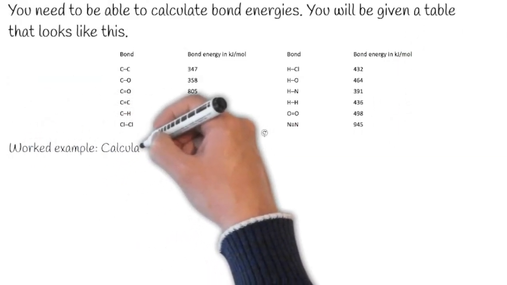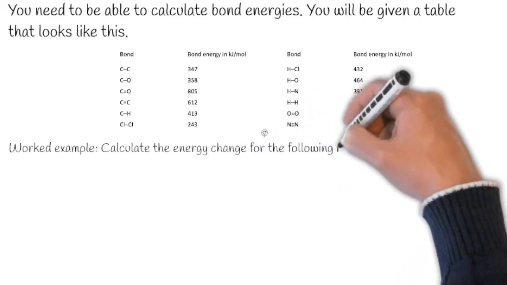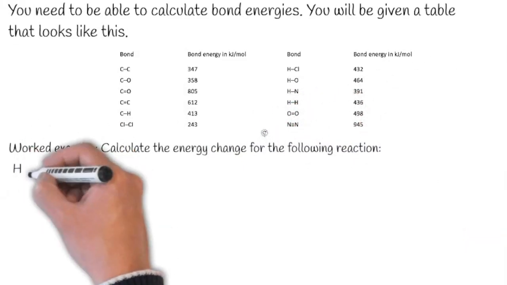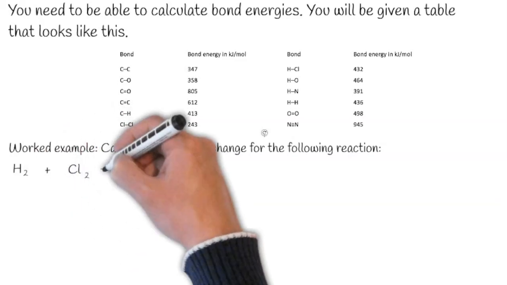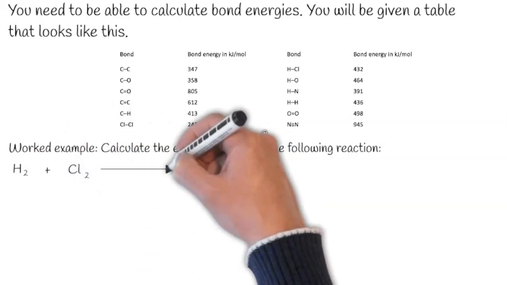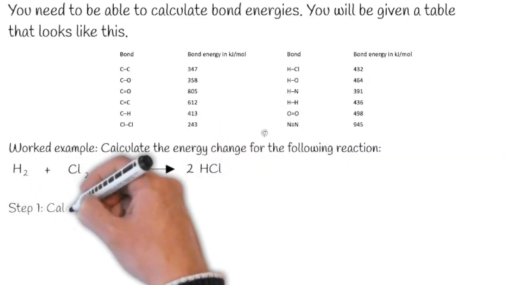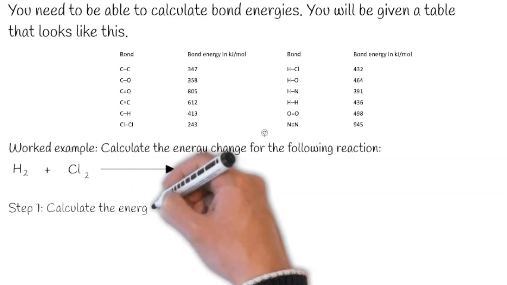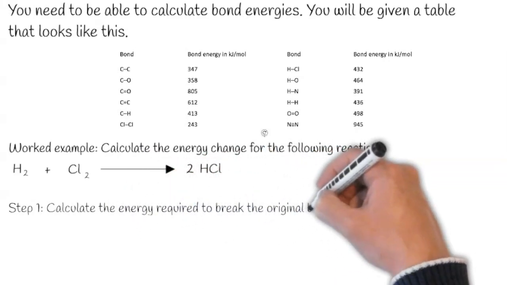Let's go through a worked example. Calculate the energy change for the following reaction. H2 plus Cl2 forms 2HCl. Step 1. Calculate the energy required to break the original bonds.